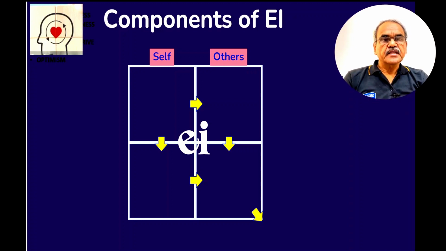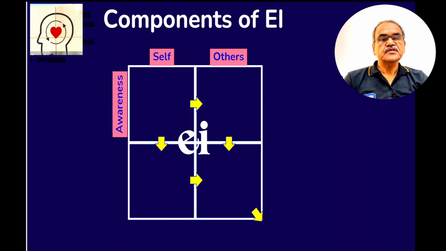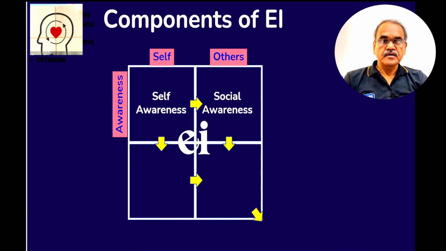Then the first and foremost component of EI is awareness. Awareness of what? Your own awareness and awareness of others also. Your own awareness, gentlemen, ladies, I have already covered as self-awareness. There is a video on this, so you would be able to make out what it means. Having understood yourself well, you are then in a position to understand the feelings and emotions of others also, and that is what is called social awareness.